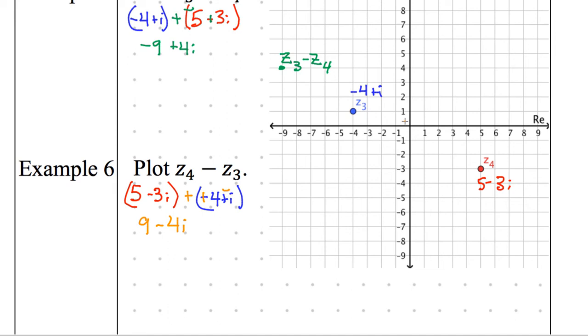And we'll be learning about that a lot more in pre-calculus. But multiplying by negative 1 is rotating 180 degrees around the origin, which means if I rotate it, it should be somewhere down here. Let's see. 9 minus 4i: 9, and then go 4i. There it is. This is Z4 minus Z3.